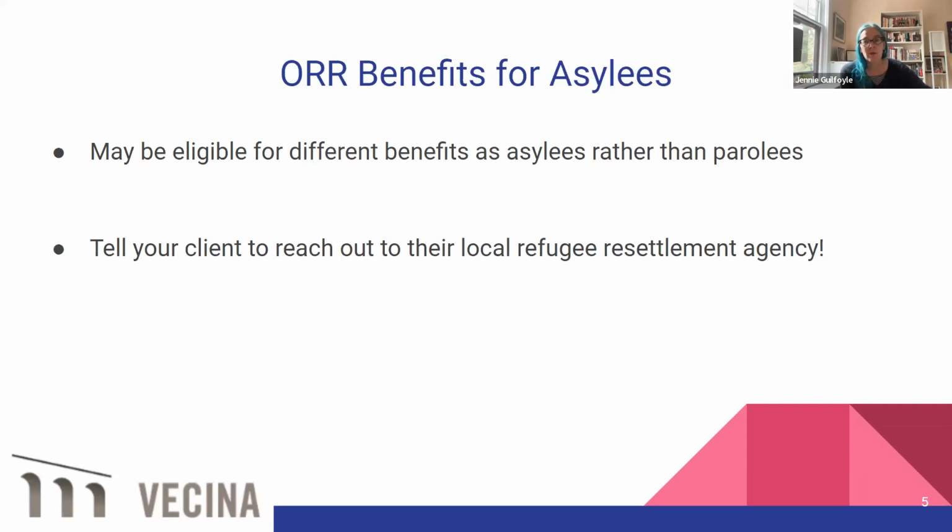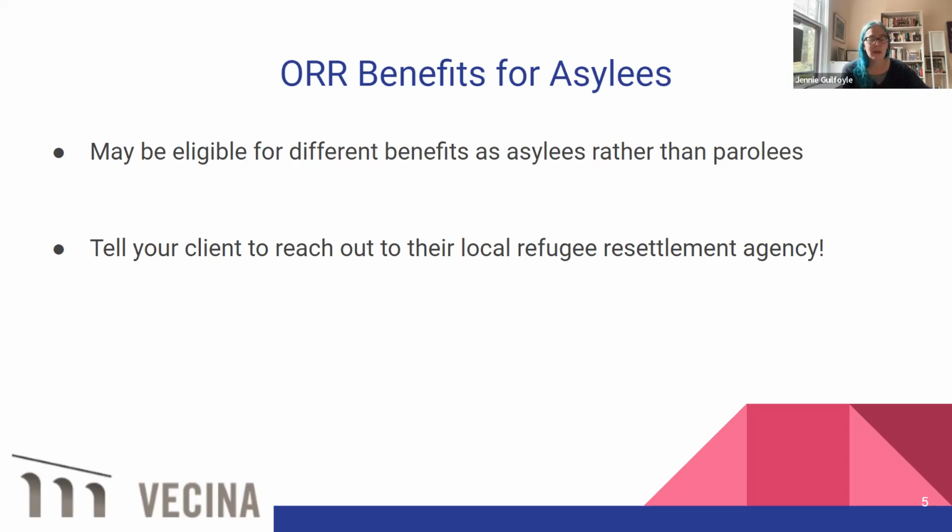Some other benefits to be aware of for your client who's granted asylum is that probably all of your clients have already gotten government benefits through ORR, the Office of Refugee Resettlement, when they arrived here as parolees, because Congress had allocated all this money for Afghan evacuees to be getting various government benefits. Asylees are entitled to various government benefits. So your clients may be eligible for more or different government benefits like health insurance and maybe other things through the Office of Refugee Resettlement once they've been granted asylum.